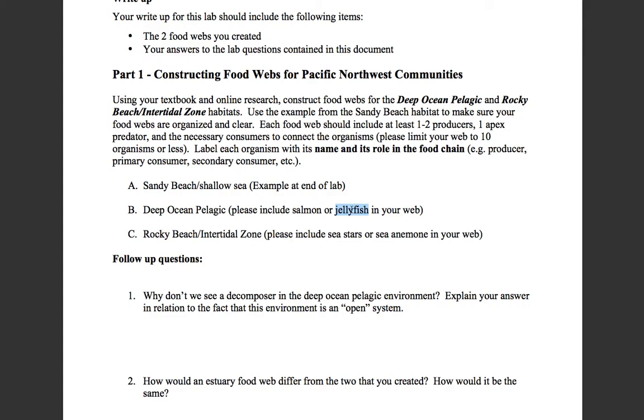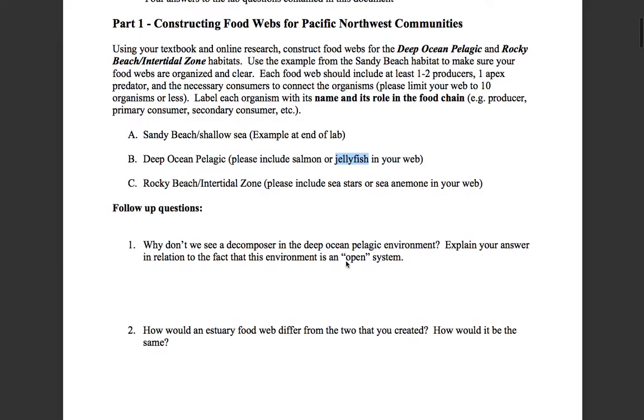A lot of this is going to be figuring out who eats who, and the internet is going to be your friend for this. So you might start with these organisms. Visit Google and figure out what eats a jellyfish. And in turn, figure out what do jellyfish eat. And then what does that organism eat and that organism eat. And go on from there. So you have your two food webs and a couple follow-up questions.